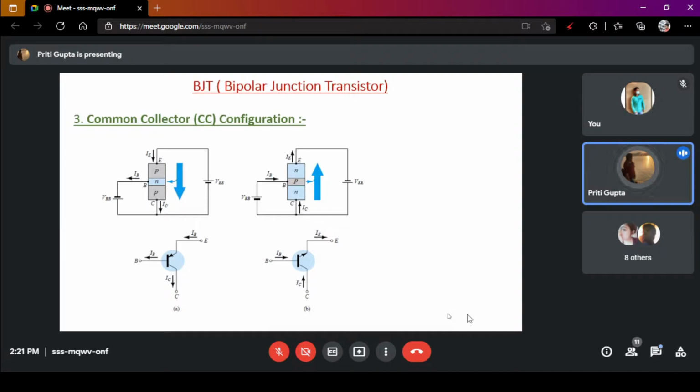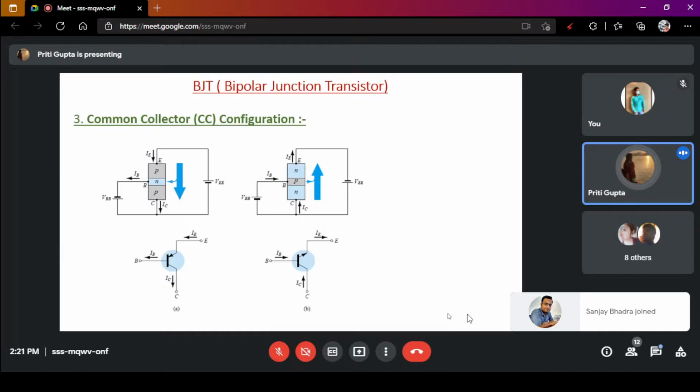You don't need to study the input and output characteristics of this configuration because this configuration has a very poor efficiency. Okay, so this configuration is basically not used. Only CB and CE, these two types of configuration are used. So just give a heading, common collector configuration, draw these two figures for PNP and for NPN. Also draw the symbolic figure and then just write down 2 to 3 lines. That will be enough.